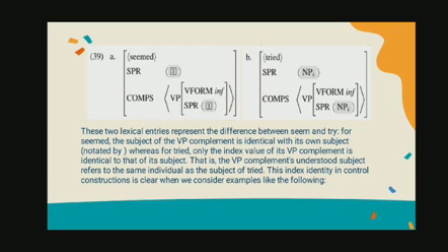These two lexical entries represent the difference between seem and try. For seem, the subject of the VP complement is identical with its own subject, or tagged by the same box, whereas for try, only the index value of its VP complement is identical to that of its subject. That is, the VP complement's understood subject refers to the same individual as the subject of try. This index identity in control constructions is clear when we consider examples like the following.